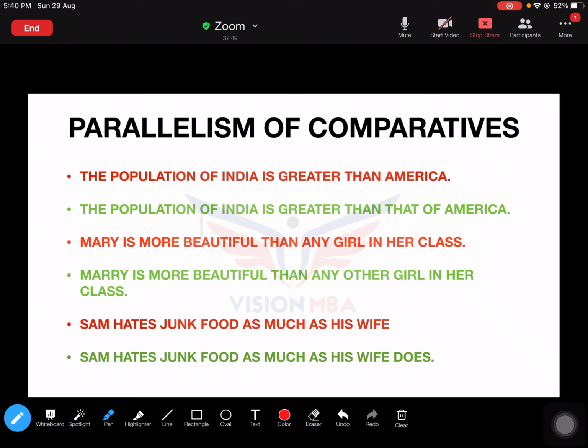The population of India is greater than America. It's wrong. Why? Because here I'm comparing the population of India to the population of America, but the sentence meaning is confusing. The population of India is greater than America. So what is greater than America, India or the population? To correct this, write: the population of India is greater than that of America. Or you can write the same sentence another way: the population of India is greater than the population of America.